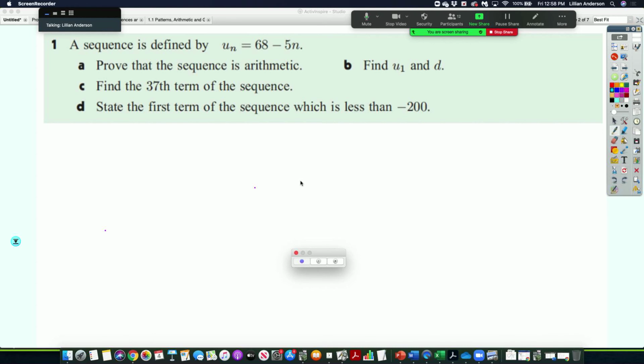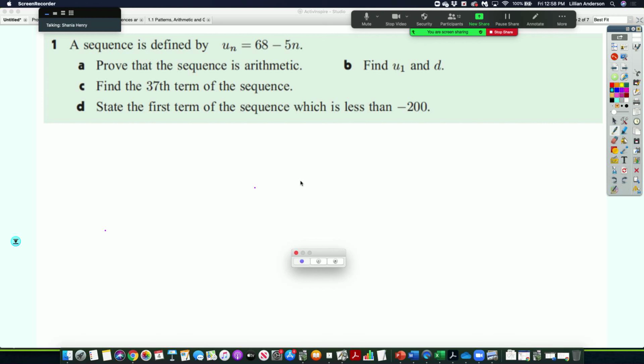So this is number 1. It says the sequence is defined by u sub n equals 68 minus 5n. So again, we're given the explicit formula, and we have to basically prove that a sequence is arithmetic. What makes a sequence arithmetic? In your words, what does it mean for a sequence to be arithmetic?